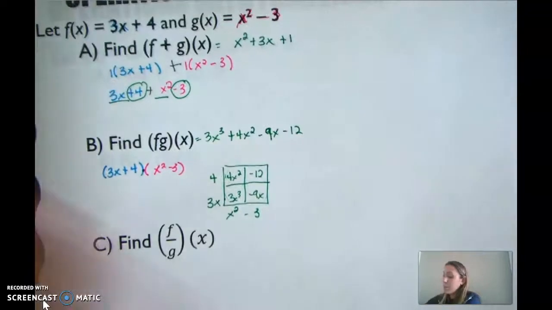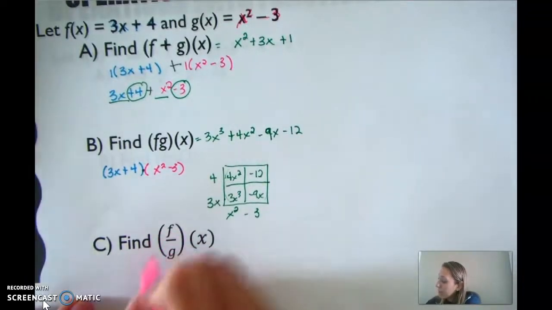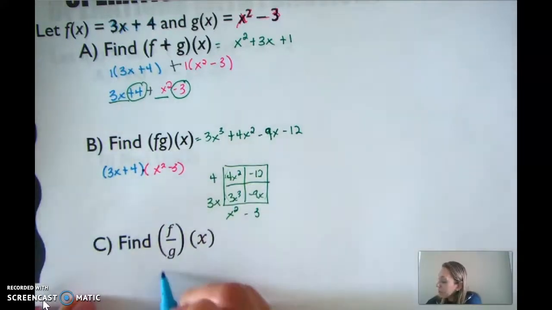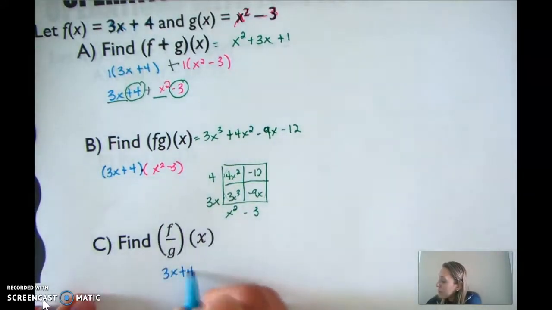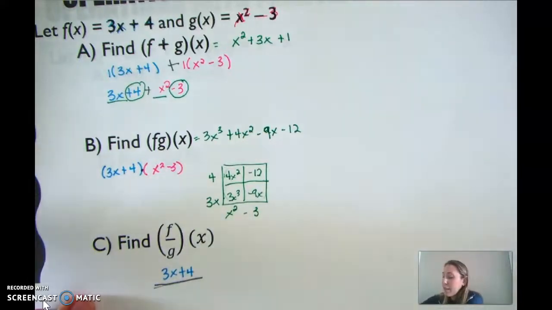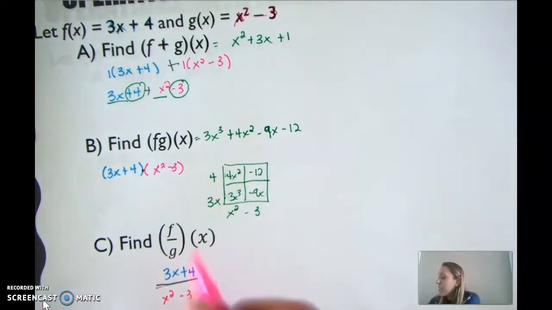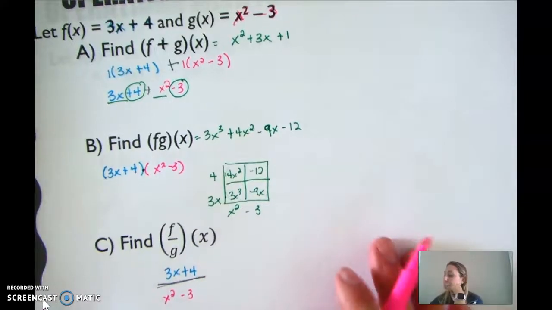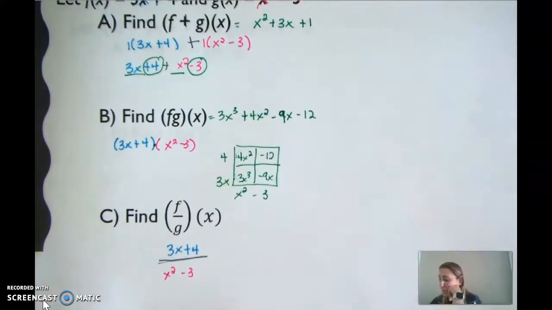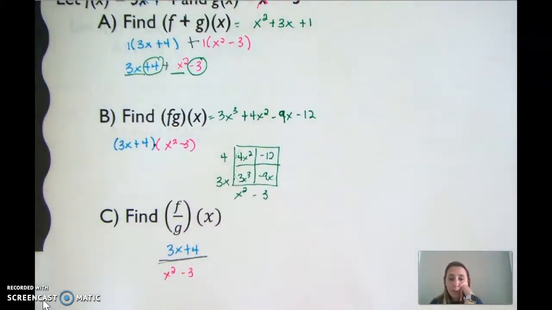Now I'm going to do this one. So I'm going to put my F function first, which is what I've been doing in blue. So 3x plus 4, then divided by my G function, which is x squared minus 3. Now, we learned last year in Algebra 2 that if there's a plus and a minus in between both of them, we can't separate them.